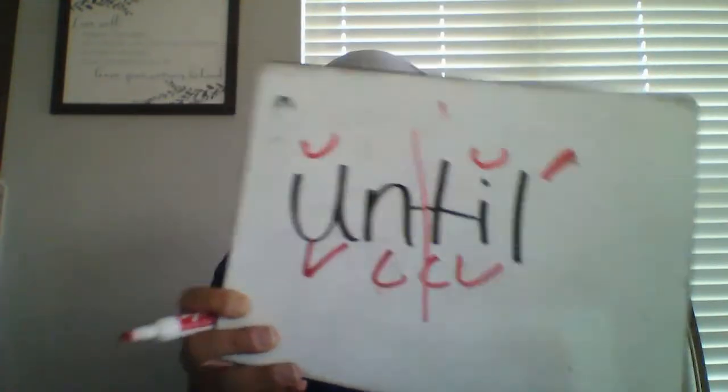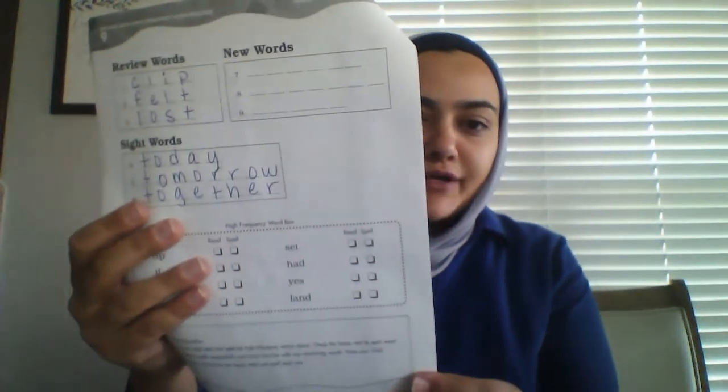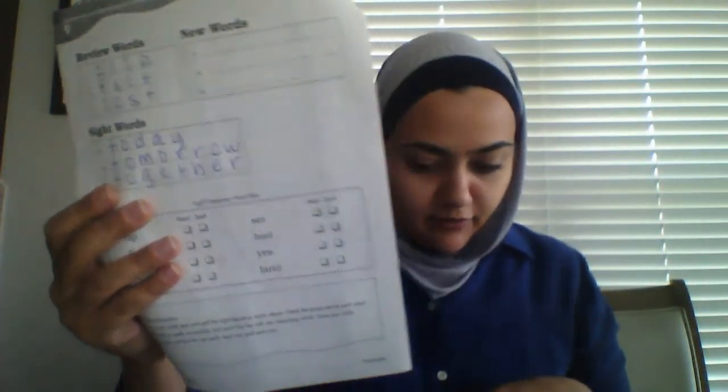All right, so now let's go back to that. Put that away. Sorry, my area can get really messy really fast. All right, so now let's go back to this paper. We're going to write down new words on number 7, 8, and 9, okay?